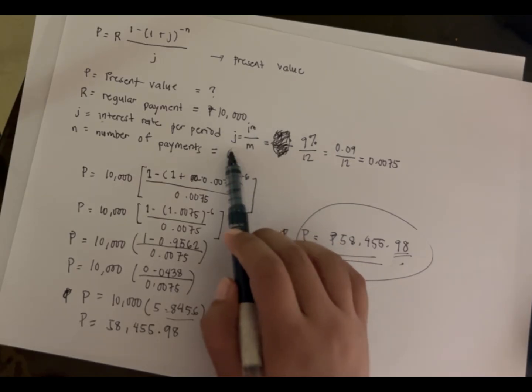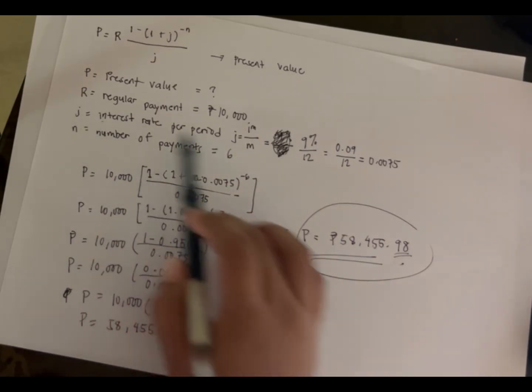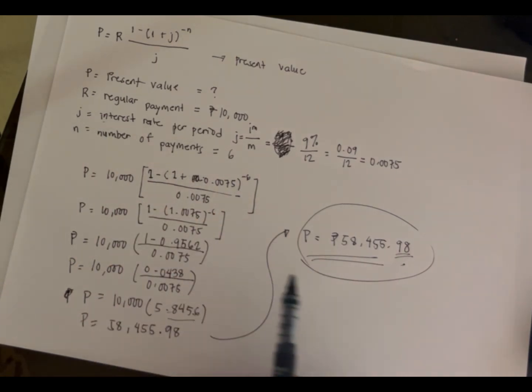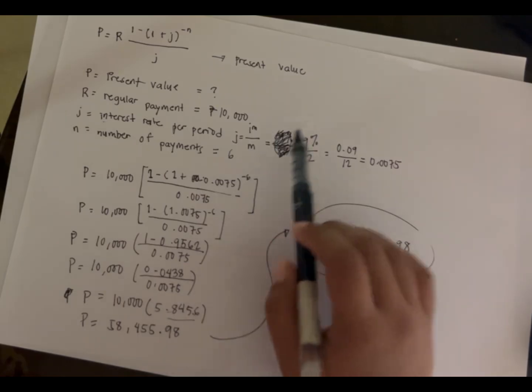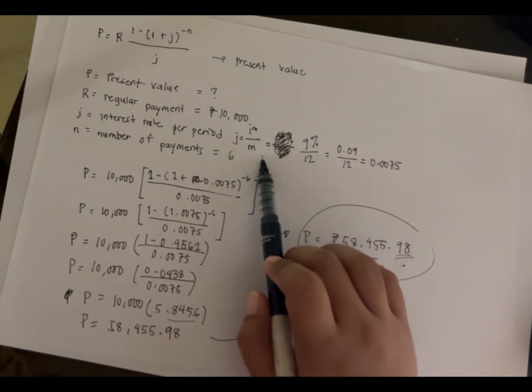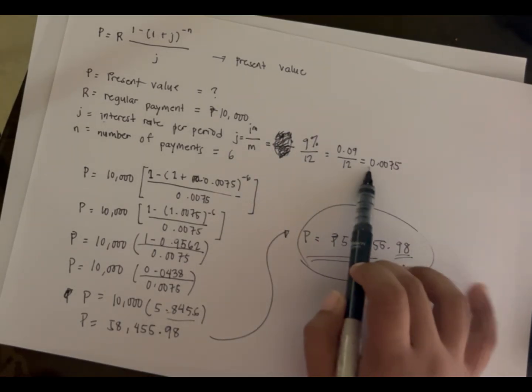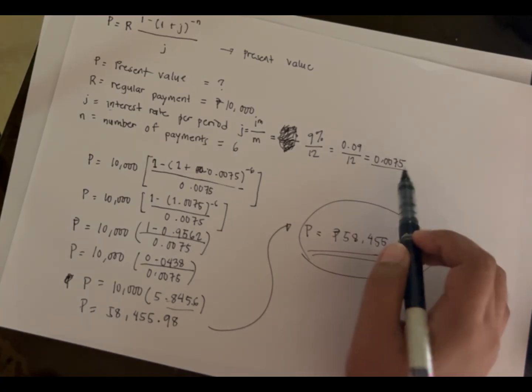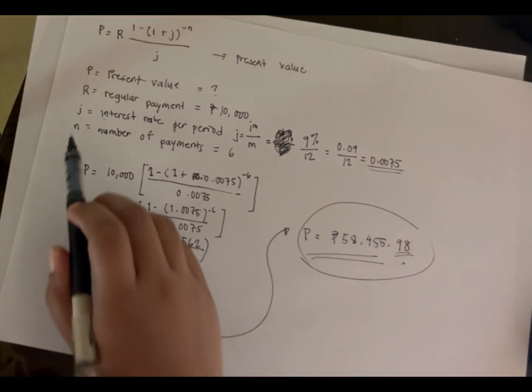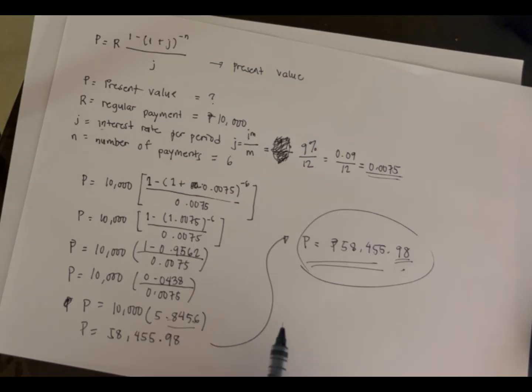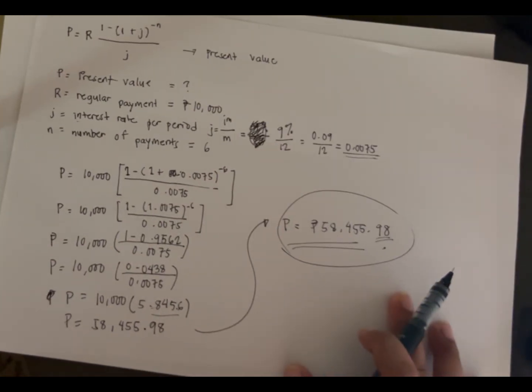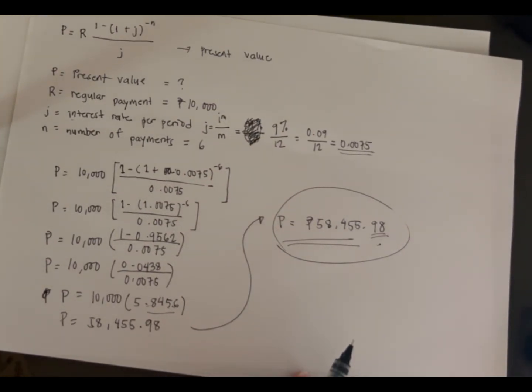Okay? Huwag pong kakalimutan itong si J ha, baka malito kayo. Si J po, hindi po siya automatically si interest rate per annum, magkaiba po yun. I-divide pa po natin by the number of conversions. Para makuha po natin sa interest rate per period. And then N is the number of payments, ilang beses po siya magbabayad throughout the term ng kanyang annuity.